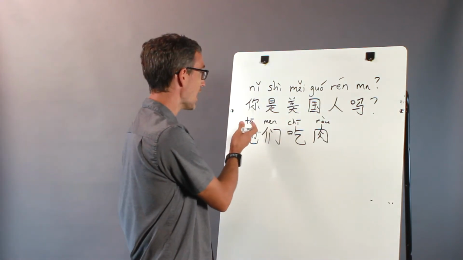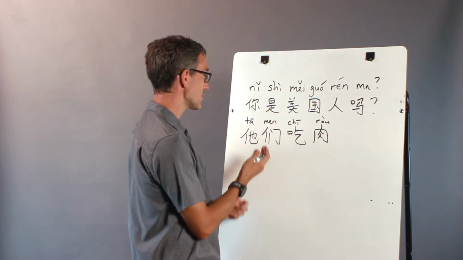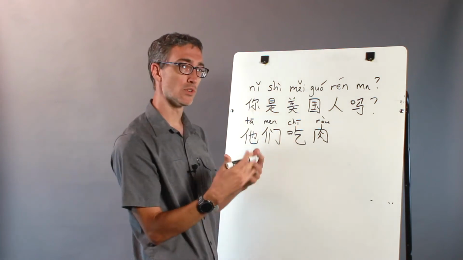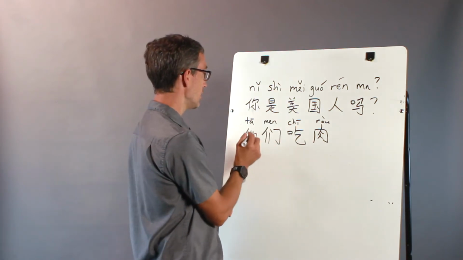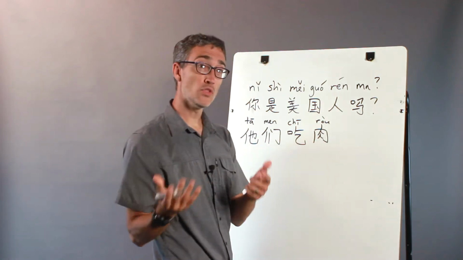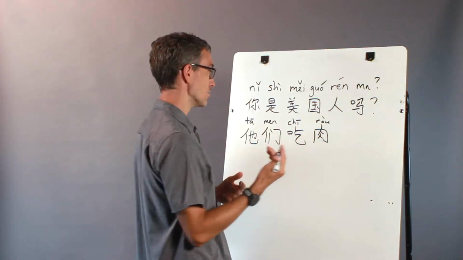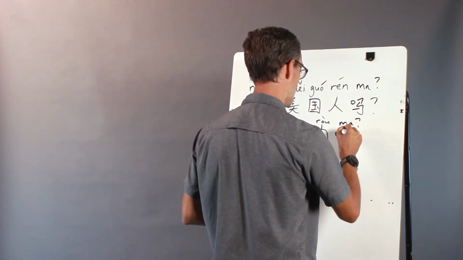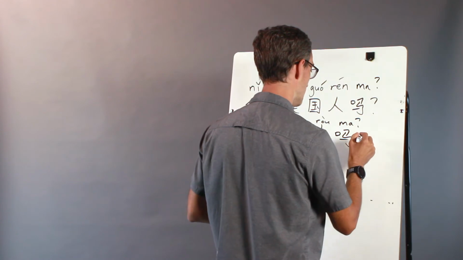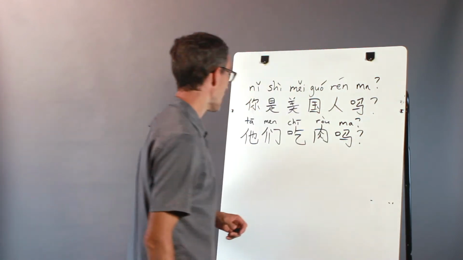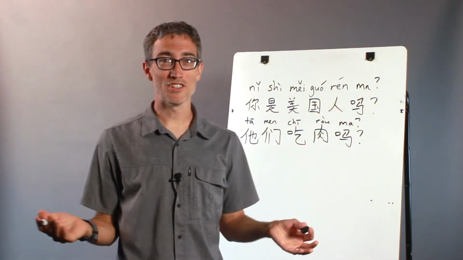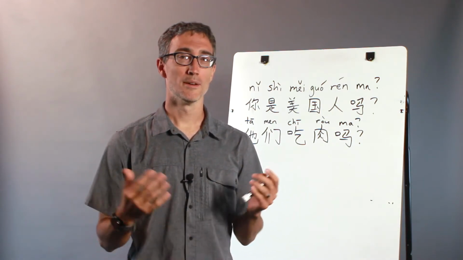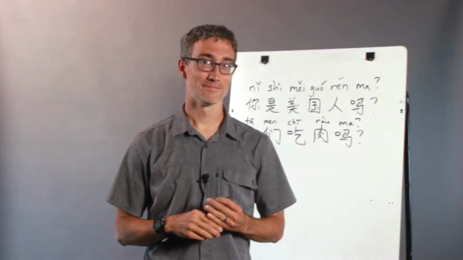And then here we have 他们吃肉. This is a statement saying they eat meat, or they ate meat, whatever the situation. 他们吃肉. And then if I want to say, do they eat meat or did they eat meat, I can just add a little ma here. And now we have a question. Did they eat meat or do they eat meat? 他们吃肉吗? So there you have it. You couldn't get any easier than that. You can simply make a yes or no question by adding ma at the end of a statement.